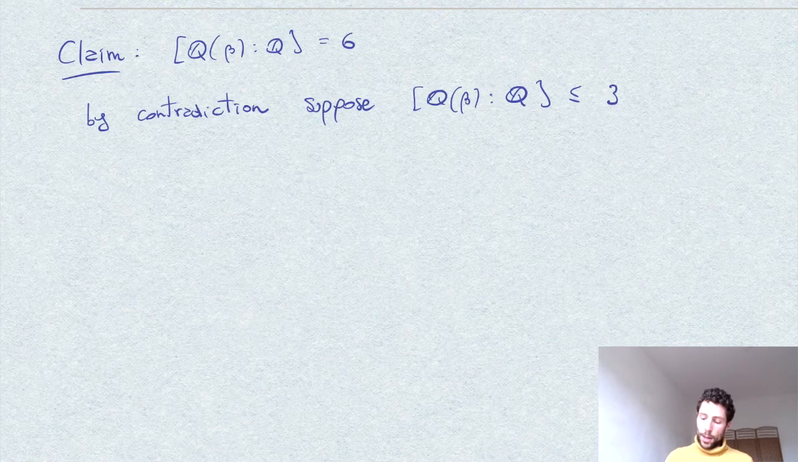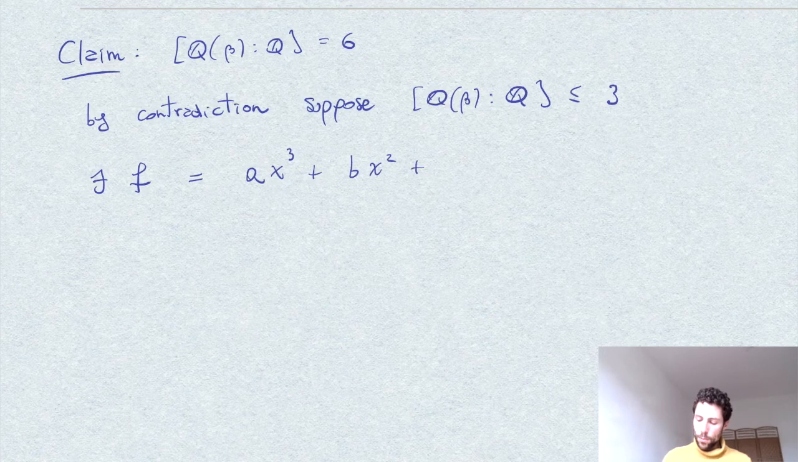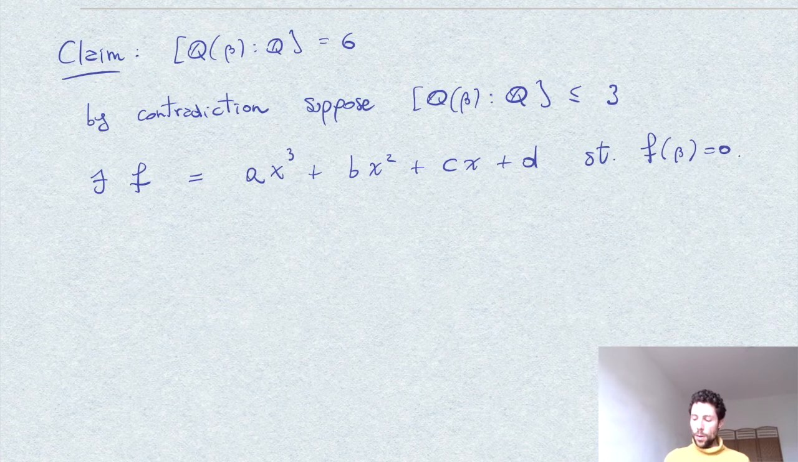So what does it mean? It means that this beta will be the root of a polynomial of degree at most 3. So there will be some polynomial f, which I can write as a cubic, possibly with the coefficient of x cubed equal to 0. It will be a polynomial of this form, which is satisfied by beta. So now I write down what this means. f of beta, I compute. So beta is our element square root of 2 plus alpha, and I substitute here.